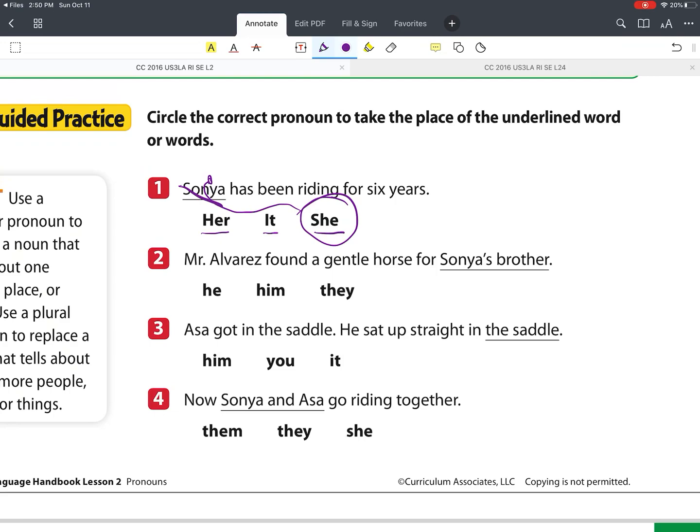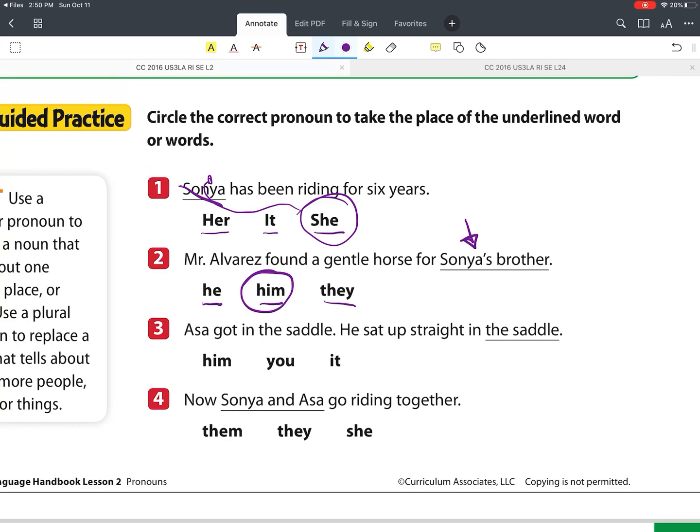Mr. Alvarez found a gentle horse for Sonia's brother. How could we replace Sonia's brother? Could we say he, him, or they? Mr. Alvarez found a gentle horse for he. Mr. Alvarez found a gentle horse for him. Or Mr. Alvarez found a gentle horse for they. Right, him. Mr. Alvarez found a gentle horse for him.